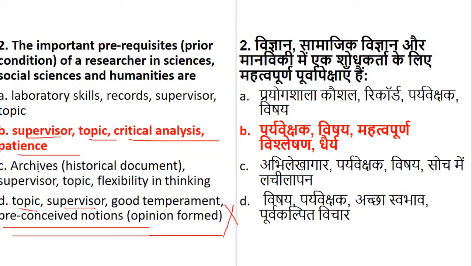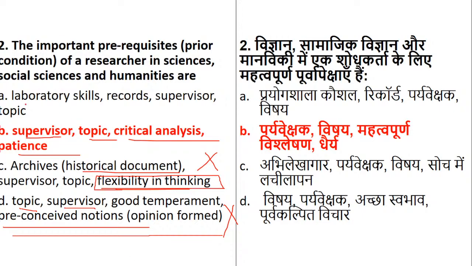Okay. Now, when we talk about option number C, that is archives, that is nothing but historical documents, supervisor, topic, and flexibility in thinking. Now see, when we talk about research, we have to be very sure with certain things. We can't have flexibility. Flexibility is required, but not at this level. I mean to say, as a prior condition, flexibility is not one of the prior conditions. Otherwise you will not come to a conclusion in order to go with a topic. So flexibility is not required as a prior condition. Again, this option stands to be false.